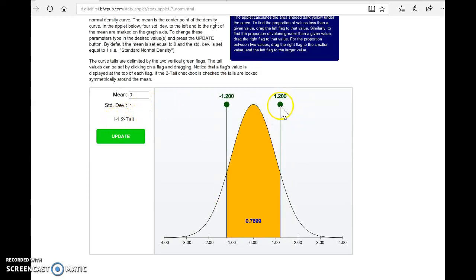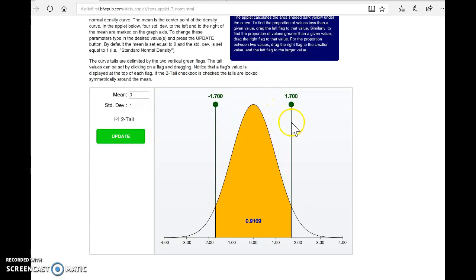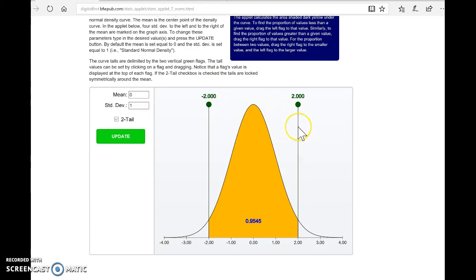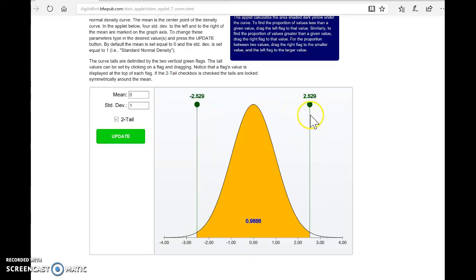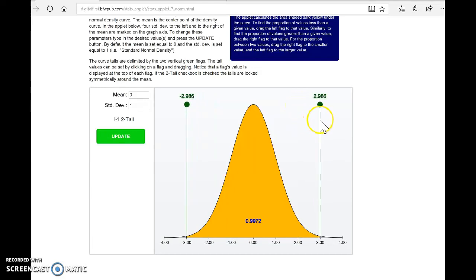So what percent are within 1 standard deviation below and 1 standard deviation above the mean? Well, that's about 68% of the data points if you have a normal distribution. What happens if you extend it to 2 standard deviations below and above? Well, that's about 95%. Next question might be, what about 3 standard deviations above and below? Well, that's 99.7%.